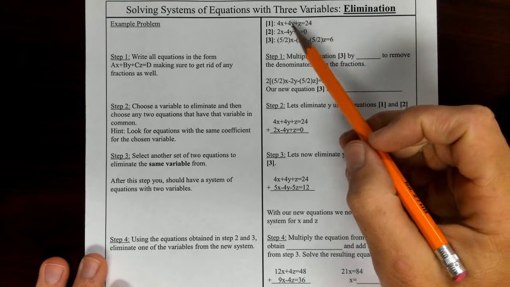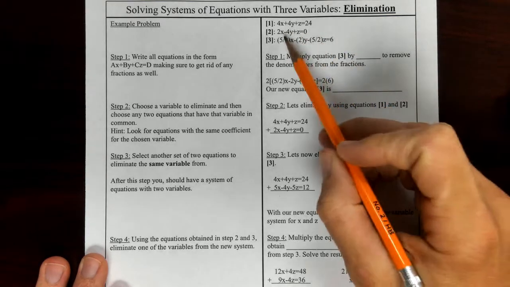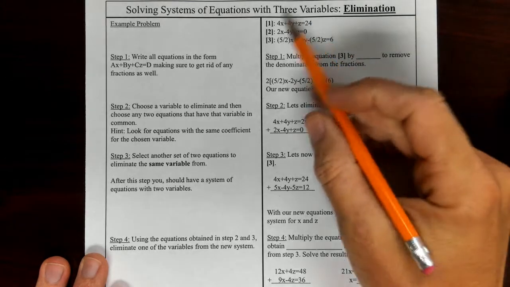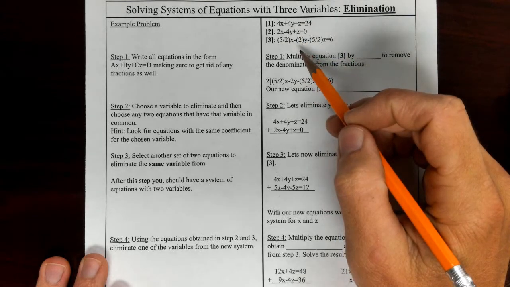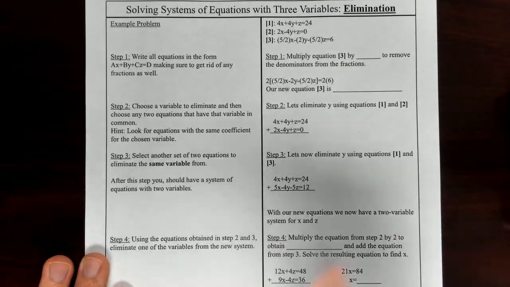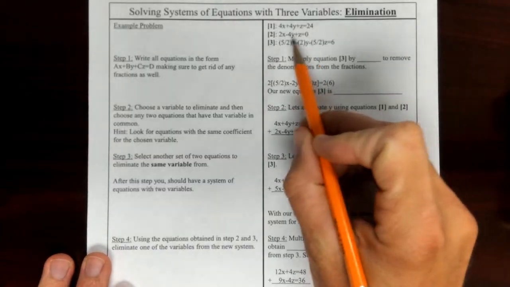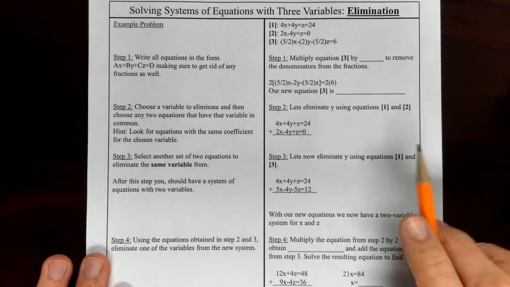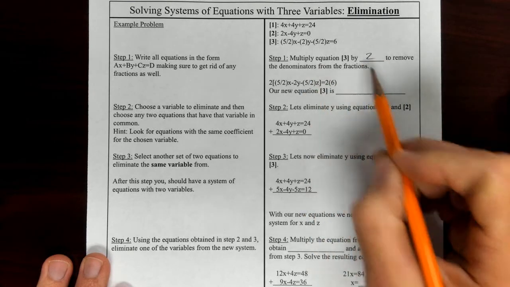Example number one, I've got my three equations here. I've got 4x plus 4y plus z equals 24, 2x minus 4y plus z equals 0, and so on. So step number one, let's try to eliminate one of my variables, just like I did when I had two equations. Now the problem is, I see that there are fractions here. So let's get rid of those fractions in number 3. We're going to multiply equation number 3 by 2 to remove the denominators from the fraction, right?